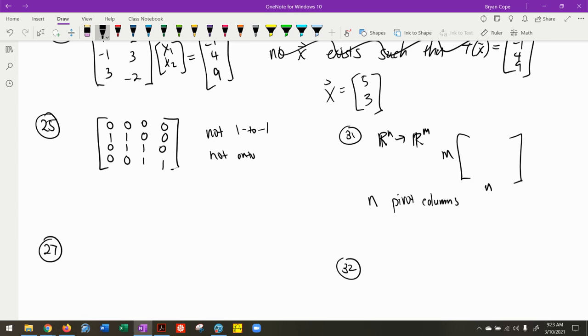Okay, and explain why the statement is true. I sort of did. You need to have no free variables in order for this to be one-to-one, so a pivot in every column. For 32, similarly, T maps Rn onto Rm if and only if A has m pivot columns, because we need a pivot for every row.